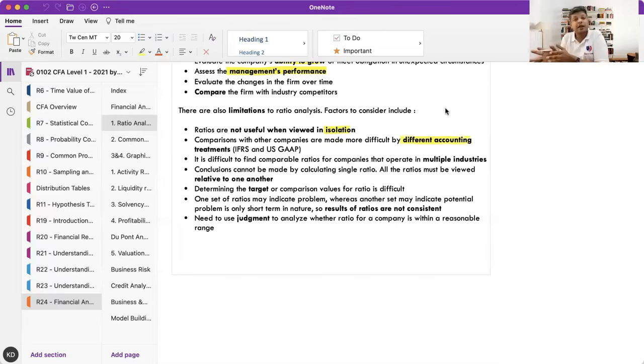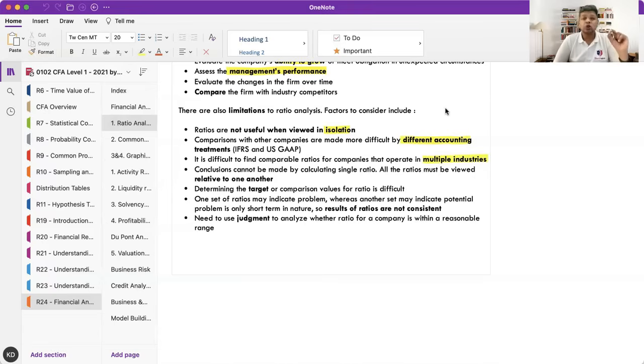For example, a debt equity ratio of 2 times is considered very risky in a cash rich company, in a cash based business. But a debt equity ratio of 2 times is a very small thing if it's a financial company like a bank or a non-banking financial corporation, a financial institution. In that case, the debt equity ratio of 2 is very small. So you have to relate it with the industry and then make a conclusion, right?